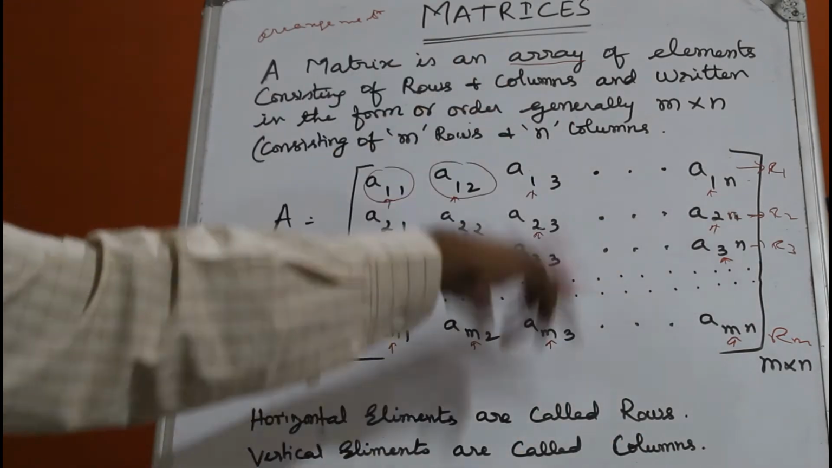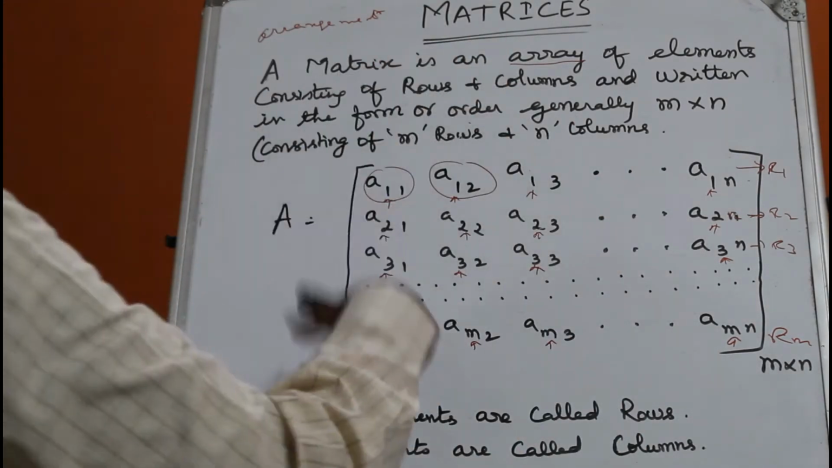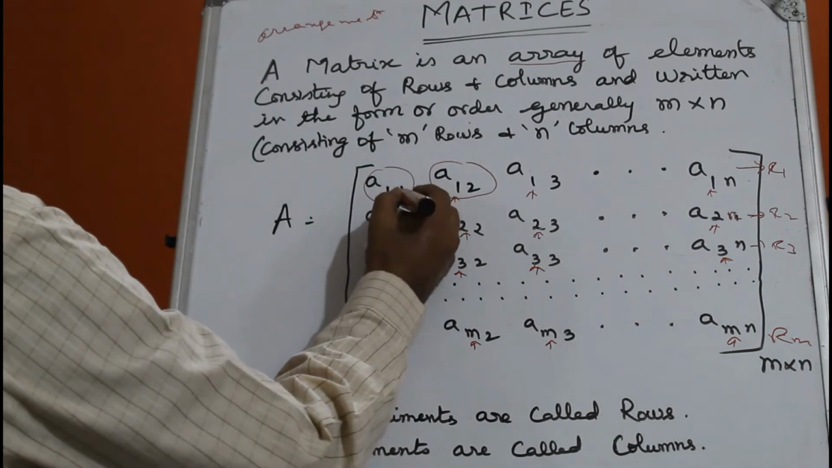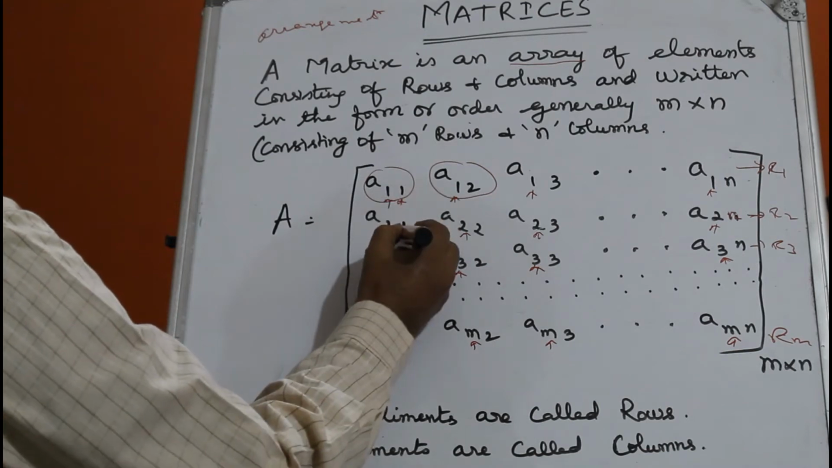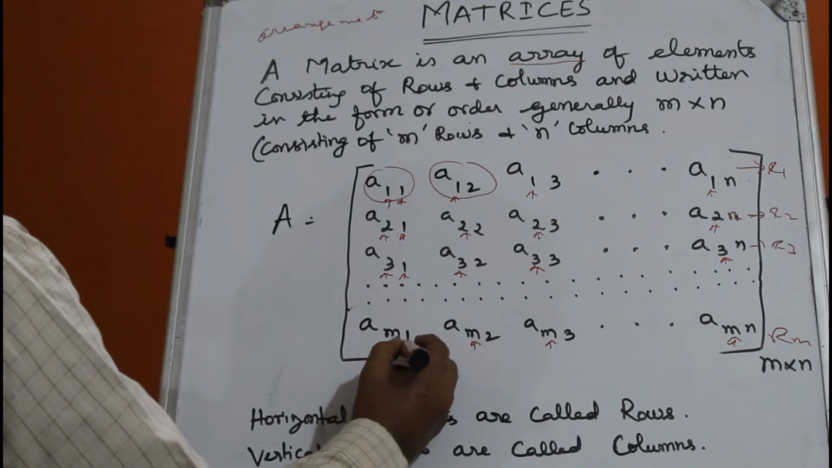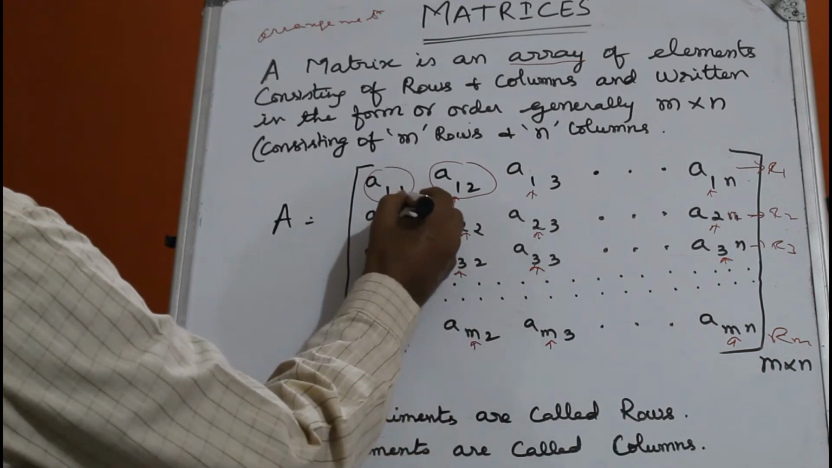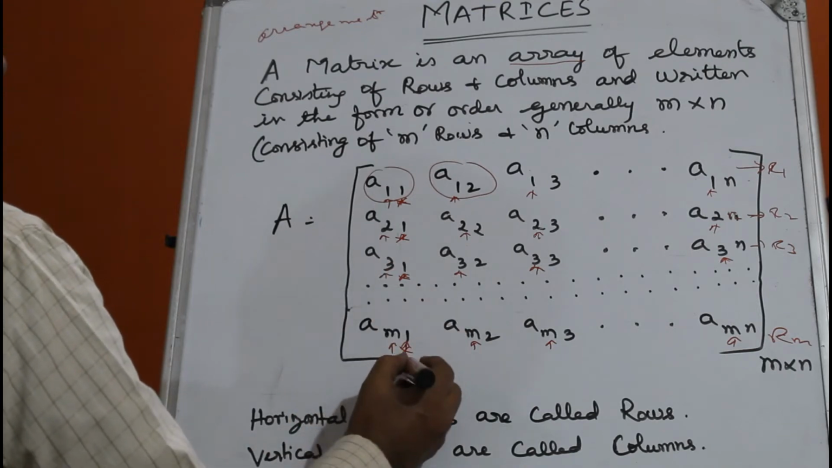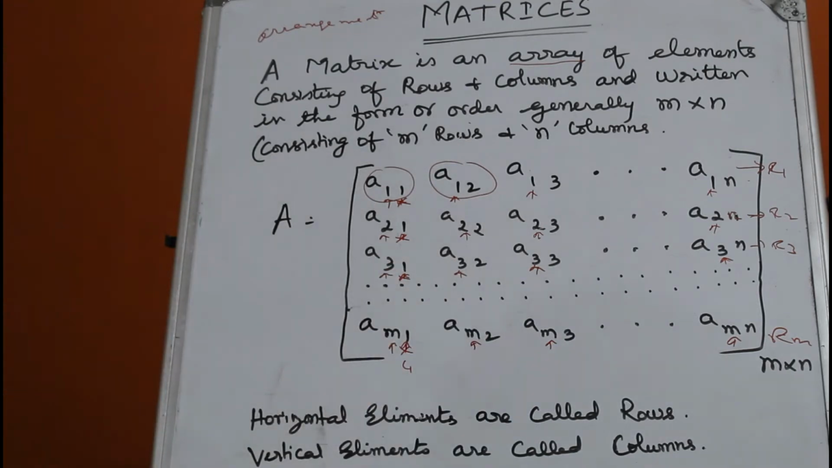Vertical lines are columns. Vertical means standing position. I am standing vertical, upright. So this is called actually what? First column. It's called first column. Okay, so columns I put like this. So this is called column 1.